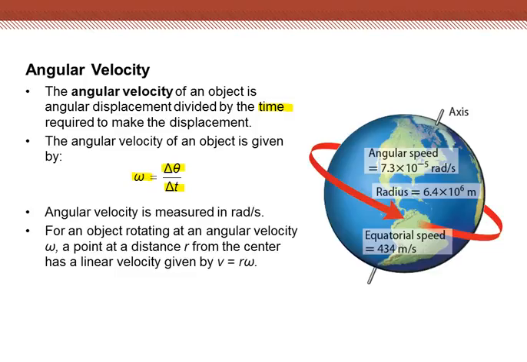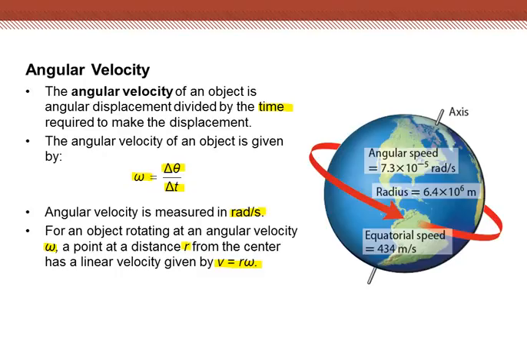Angular velocity is measured in radians per second, and that's why we have to be comfortable converting from degrees to radians, because radians are important. Radians are a special type of unit in that they're dimensionless, and so our angular speed, angular velocity, and angular acceleration all need to be measured in radians, radians per second, and radians per second squared. And so for an object rotating at an angular velocity omega, a point a distance r from the center, meaning the radius from the center of the circular path, has a linear velocity of v equals r omega.